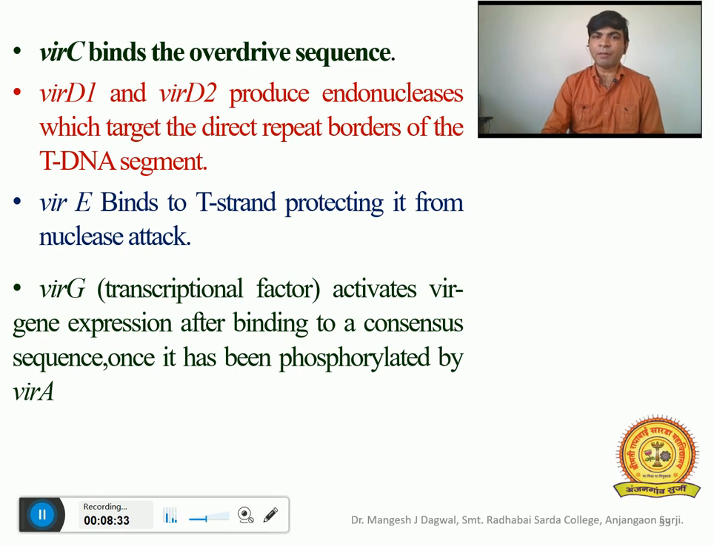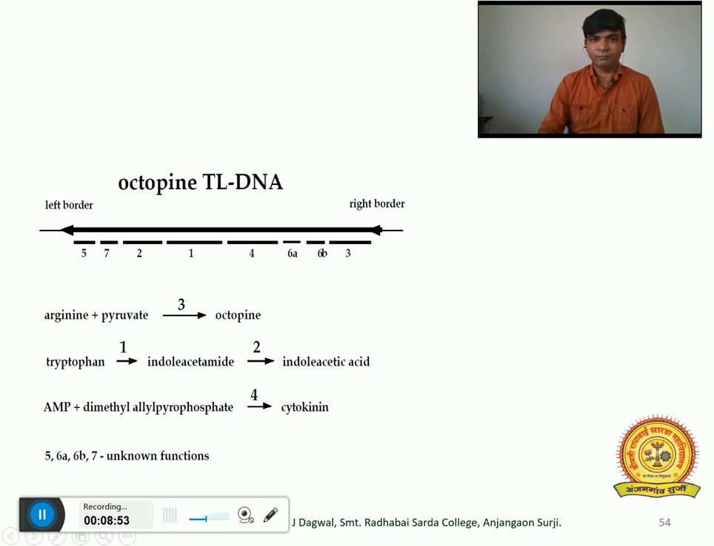VirE region binds to the T-DNA strand, protecting it from nuclease attack. And VirG, the transcriptional factor, activates VirG expression after binding to the consensus sequence, once it has been phosphorylated and becomes the activated one.